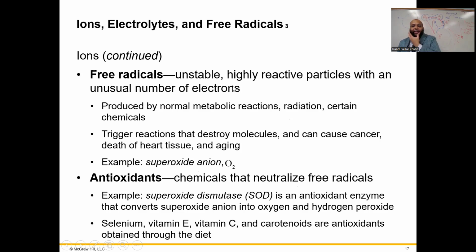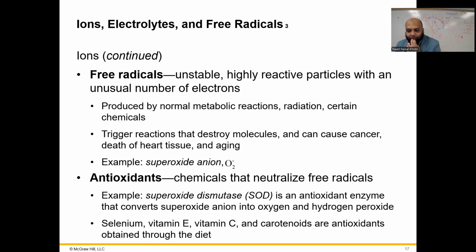We get them from radiation, we get them from metabolic reactions, and we get them from certain chemicals. They trigger reactions that destroy the molecules and can cause cancer, death of the heart tissue, and aging. So an example would be superoxide anion.